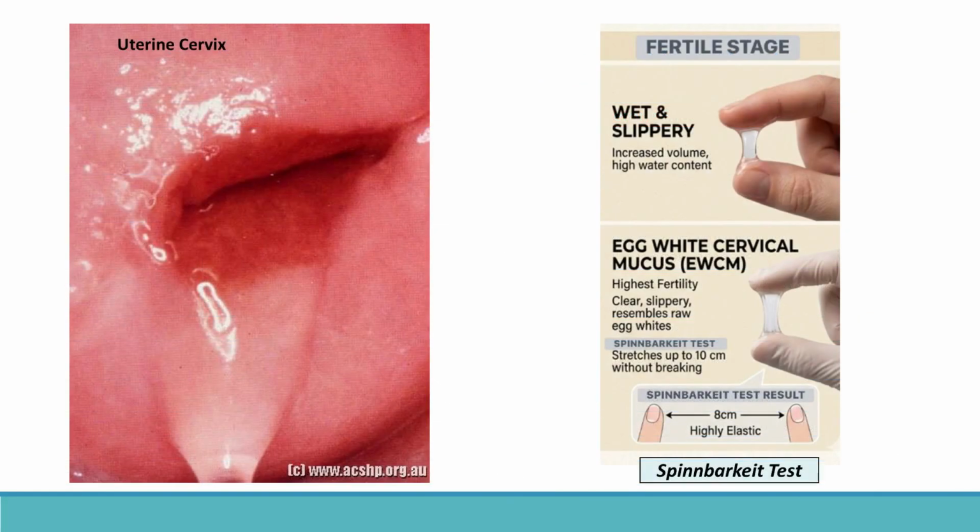Under estrogenic influence during the fertile phase, cervical mucus becomes clear, watery, elastic, and highly stretchable. This is known as the Spinbarkeit phenomenon. The mucus becomes sperm-friendly and facilitates fertility. Under progesterone influence after ovulation, cervical mucus gradually becomes thick and resistant to sperm penetration.